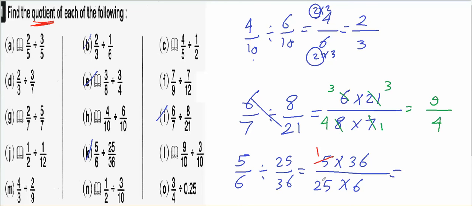5 divided by 5 equals 1. 25 divided by 5 equals 5. And also 6 divided by 6 is 1. 36 divided by 6 equals 6. 1 times 6 equals 6. 5 times 1 equals 5.